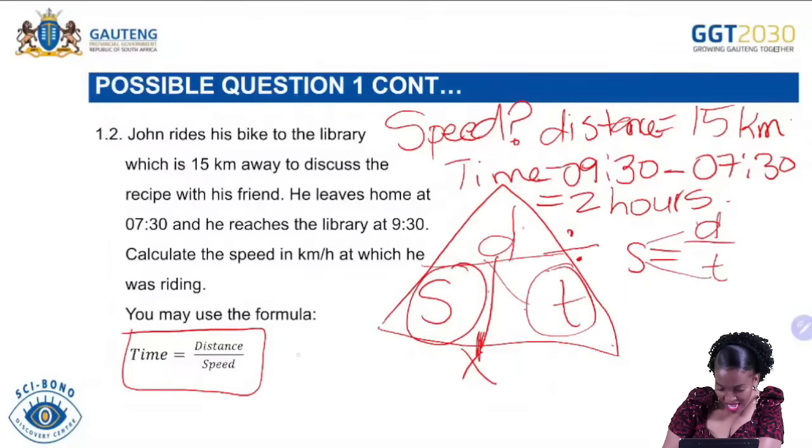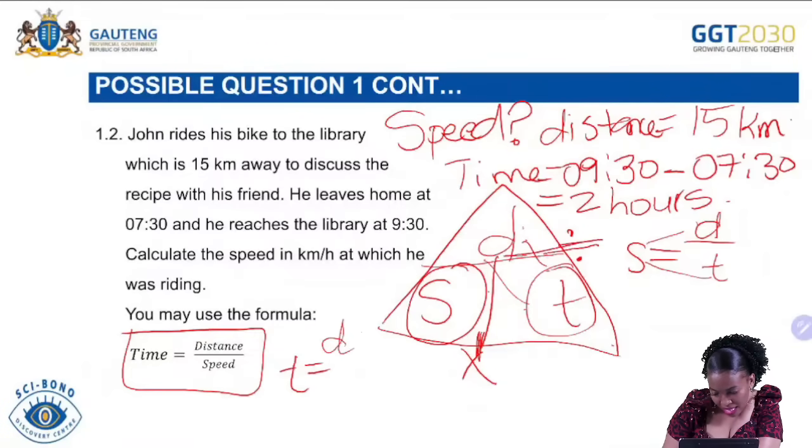And then if you want time, you will say, okay, time equals to, what is on top of t? It is distance. And then remember I said this line means what? Division. And what is below the distance? It is speed. Meaning that the formula for time would be distance over speed.